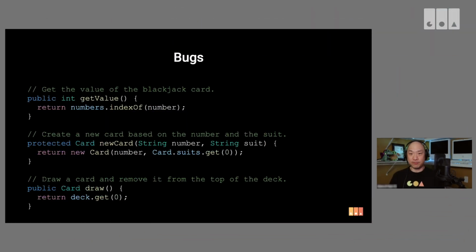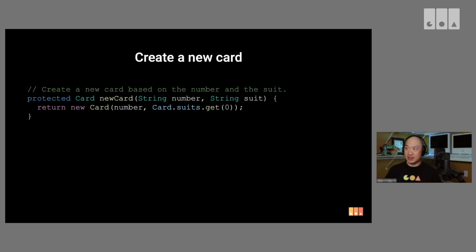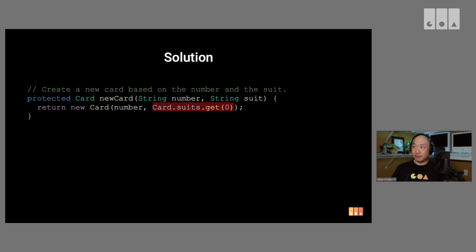So in this week's challenge, we had 3 bugs that you were supposed to fix. We'll go through each one of these one at a time. So this is the create a new card. Now the bug here is that the second parameter is incorrect. So Ronald, what's wrong with the existing implementation?